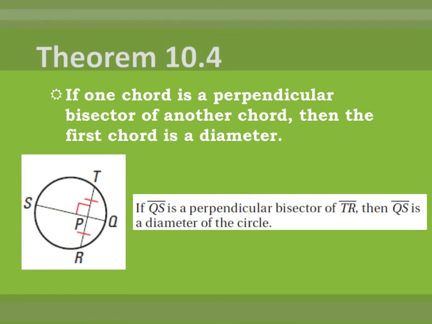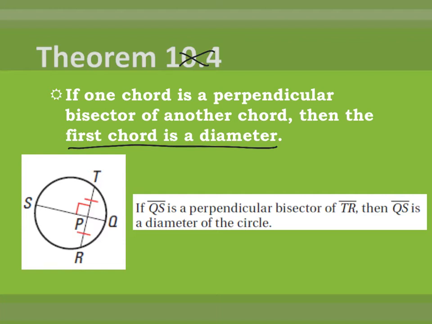Next is another theorem. Again, the number is not important, but what it says is, if one chord is a perpendicular bisector of another chord, then the first chord is a diameter. So in this figure, if QS is the perpendicular bisector of TR, then QS is the diameter of the circle. So the first chord, the one that was the perpendicular bisector, ends up being the diameter.